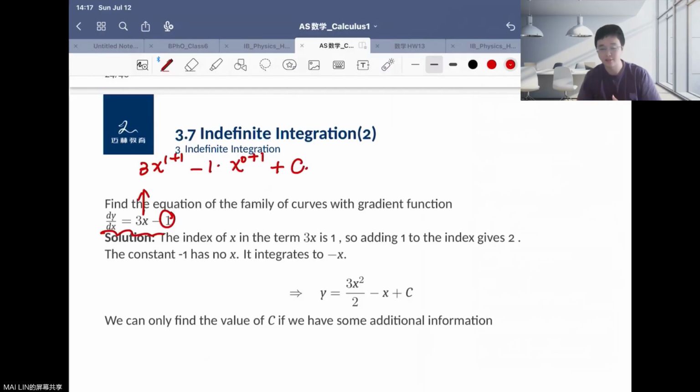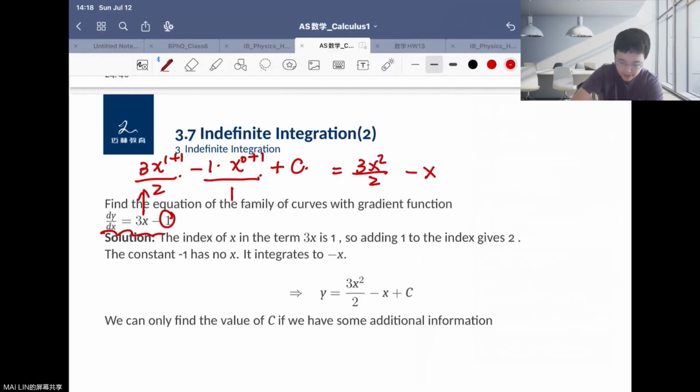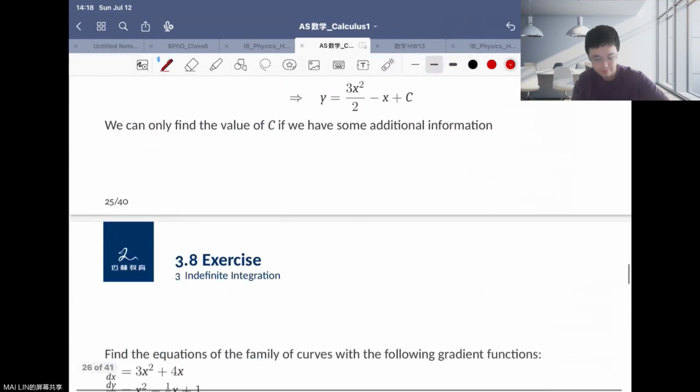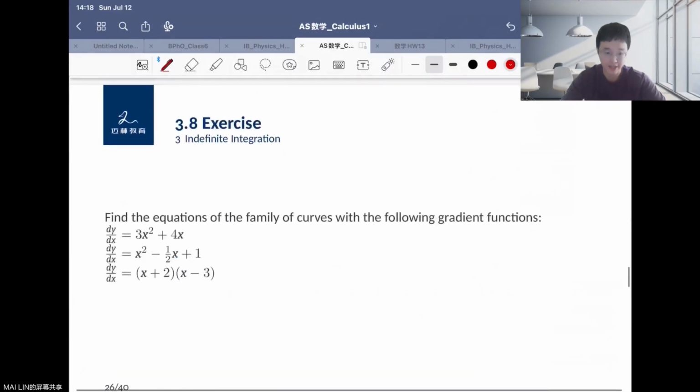And also we have to divide by the new power of each term. So here is for 2, right? Because 1 plus 1 equals 2. And here the step is to 1, right? Divided by 1. So the final answer is 3x squared over 2 minus x plus c. That is for this problem. Okay, that is it.